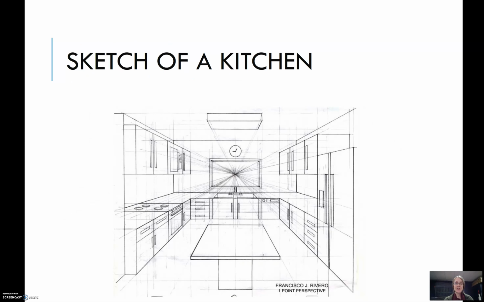Here is a sketch of a kitchen. Again, one-point linear perspective is used. You can see your vanishing point right here. So your horizon line will be this line right here. And so all the tops and the bottoms of the cabinets overhead, the counters below, they all go back to the vanishing point. Anything that's faced right in front of you is going to be a 90-degree angle, okay? All right.